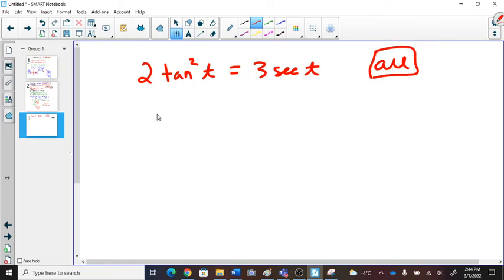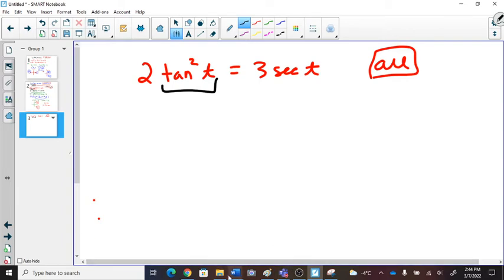Okay, looking at it, the first new step is: is there anything we can replace? Can you replace tan squared with something, or secant with something? What do you think from your formula sheet? Tan squared, because the squares are the only thing in that corner, right? So that's what you're going to do.